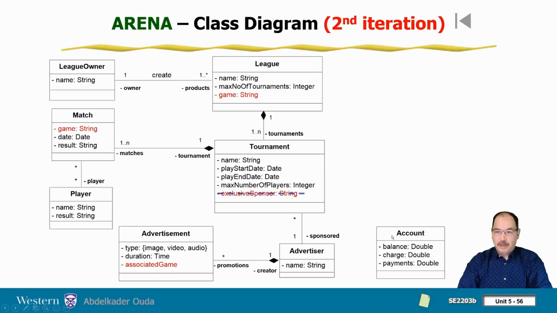Then we added the account here. We need to maintain information about the balance, charges, and payments. You can write account number and so on. So there is a relationship between advertiser and account because the account is related to the advertiser. We cannot have an account without an advertiser. So for each advertiser, we're going to maintain a statement, and this statement I say is of type account. So the advertiser maintains a reference to the account, and each reference should have information about the balance, charge, and payment.